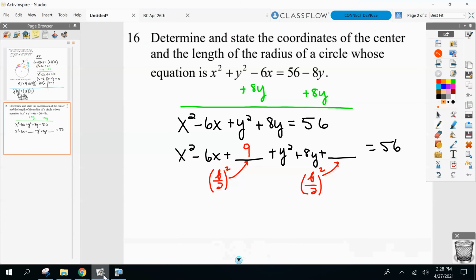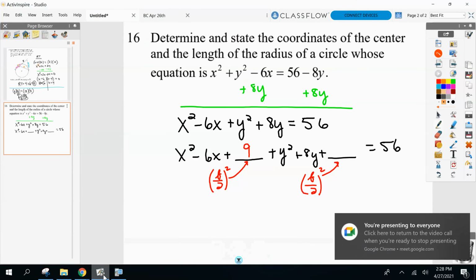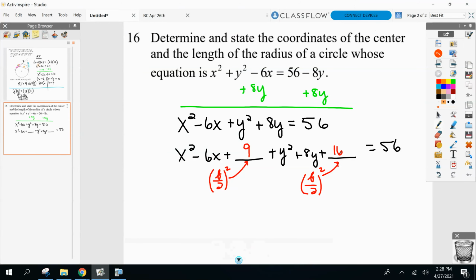All right, next up, do it for the y's now. 8 divided by 2 is 4, 4 squared, we get 16. Now, number 1, kids forget this next step. Number 2, they do it incorrectly if they do remember it. Whatever you add to the left, you have to add to the right to keep it balanced. So you notice I added 9 and 16. Add 9 and 16. Don't add the opposite. Add the same thing you did to the left to the right. A lot of kids will add negative 9 and negative 16 like they're trying to move it over. No. You're just making it balanced now. So whatever you add to the left, add to the right.